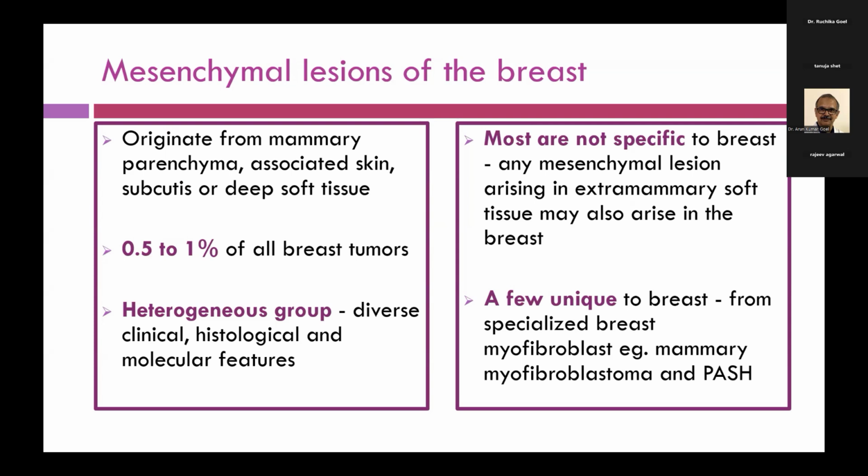But they are very rare, constituting only around 0.5 to 1% of all breast tumors. And they are a very heterogeneous group. They have very diverse clinical, histomorphological, as well as molecular features. And the other important point to note is that most of them are not actually specific to breast. So any mesenchymal lesion arising in any extramammary soft tissue can also arise in the breast. But then we have probably a few unique ones, like your mammary myofibroblastoma and pseudoangiomatous stromal hyperplasia, which probably arise from the specialized breast myofibroblast.